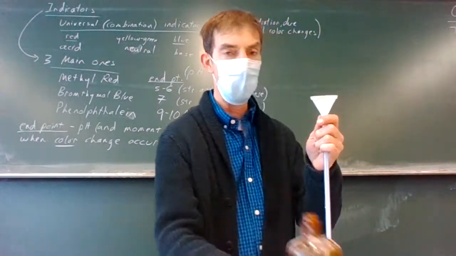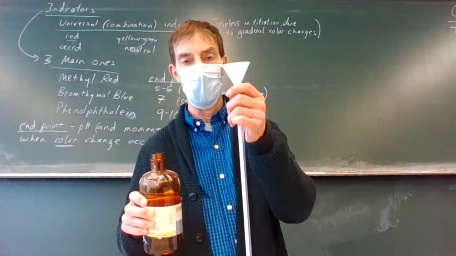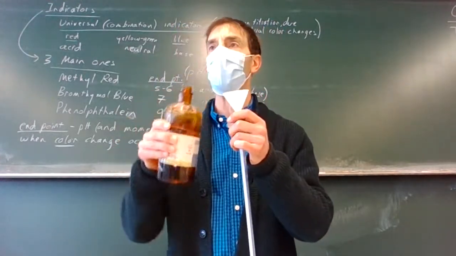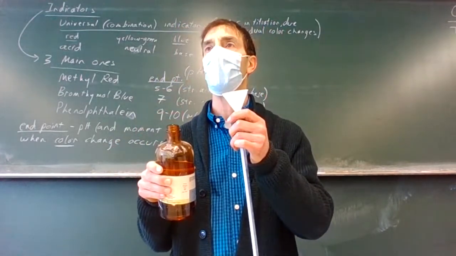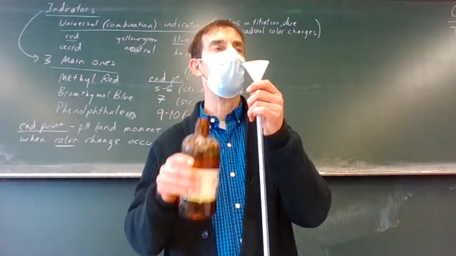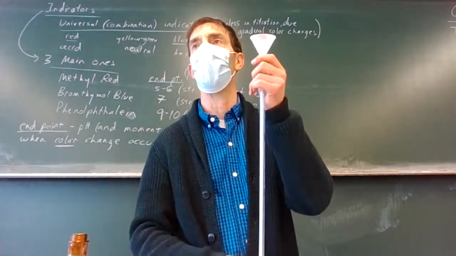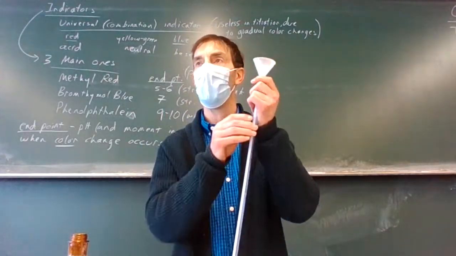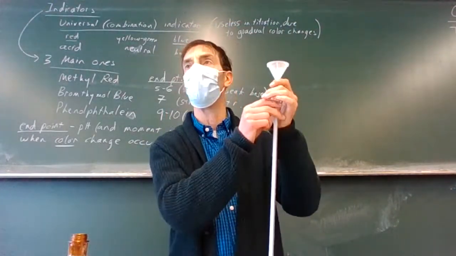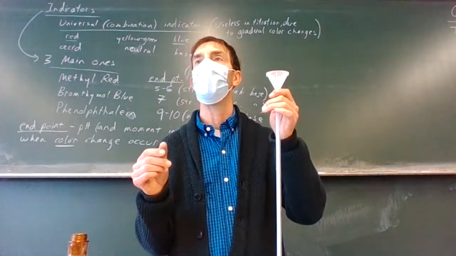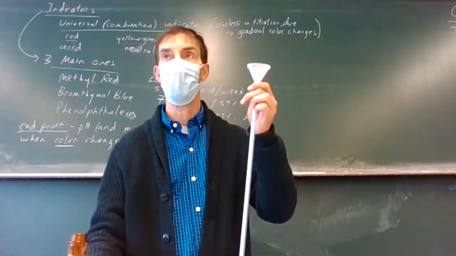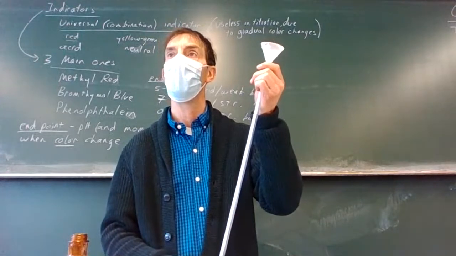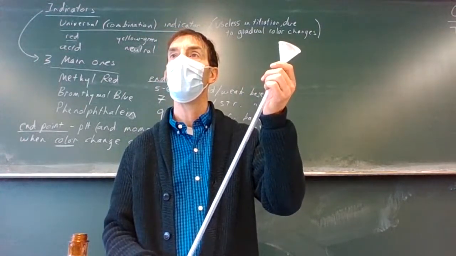I rinsed this out already with distilled water, and now I'm going to rinse it with a little of the acid first. Why? Why do I let the acid rinse through? Why don't I just fill it up right away? Hint, I just rinsed it with some distilled water. Why do I not just want to fill it up with acid? Is it because when the acid mixes with the water, it'll generate a lot of heat?